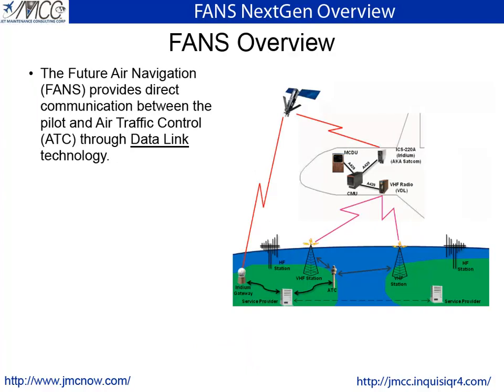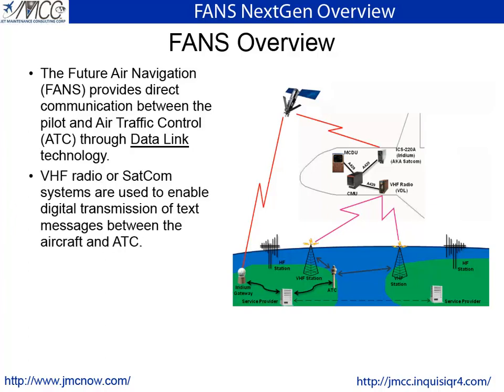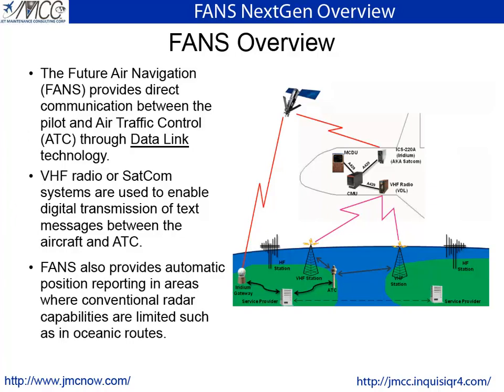The Future Air Navigation System provides a means for direct communication between the pilot and air traffic control through Datalink technology. Very high-frequency radio or satellite communication systems are used to enable digital transmission of short, relatively simple text messages between the aircraft and air traffic control. FANS also provides a means for automatic position reporting in areas where conventional radar capabilities are limited, such as an oceanic route.